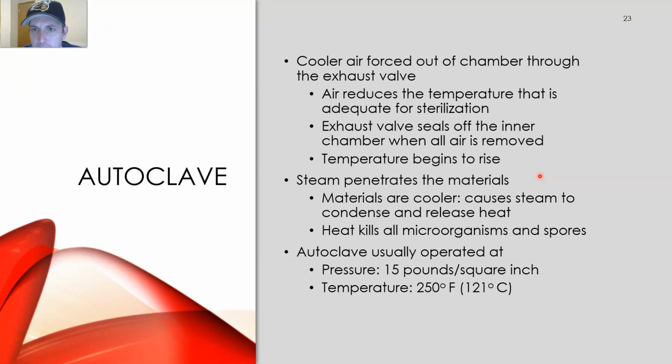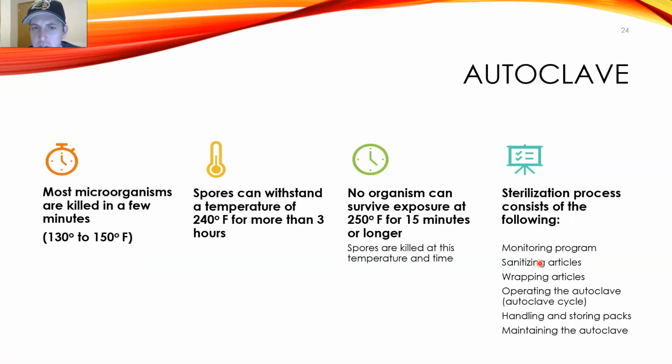So how this works is air is first forced out of the chamber, so that way we can get a higher concentration of steam in there, as well as to get the temperature higher, because that air is going to reduce the temperature, and that's what we're really trying to focus on. The temperature starts to rise, and then steam is introduced and is going to penetrate all of the material, and that kills all the microorganisms and spores. And then we keep it at a specific amount of pressure and temperature for a specific amount of time, depending on what we are sterilizing.